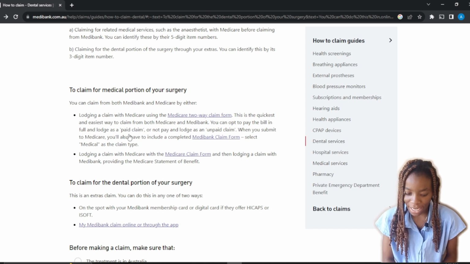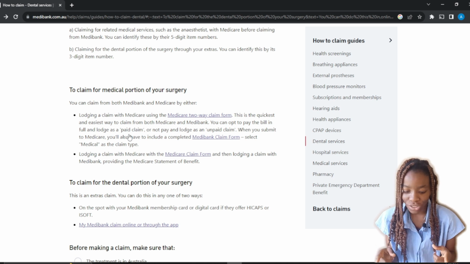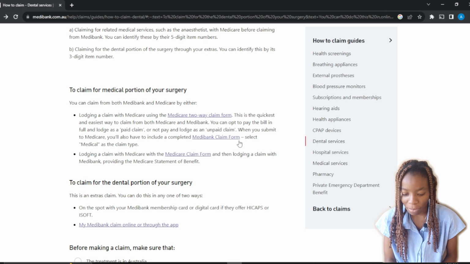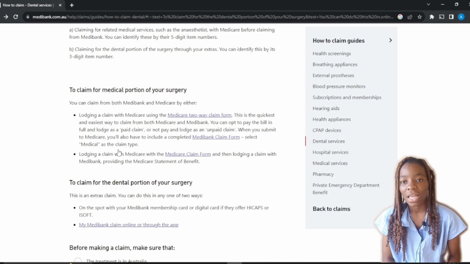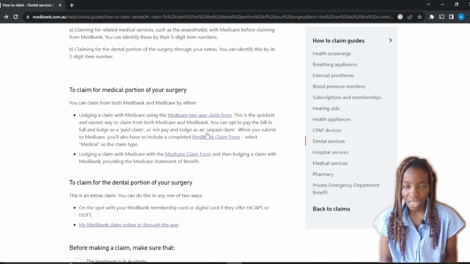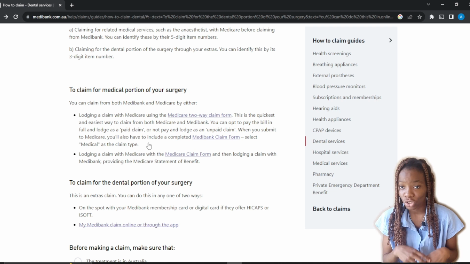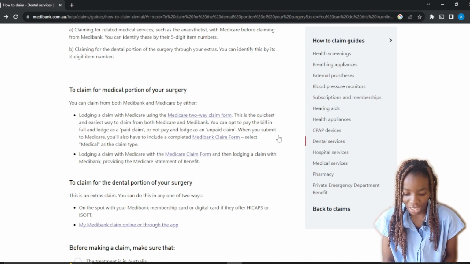And then you can opt to pay the bill in full and lodge as a paid claim, or not pay and lodge as an unpaid claim. So when you submit to Medicare, you also have to include a completed Medibank claim form. Select medical as the claim type. Okay, so that's it. Once you have filled out this Medicare 2-way claim form and you just want to submit to Medibank, all you have to do is submit the completed Medibank claim form, which you're going to see right here.